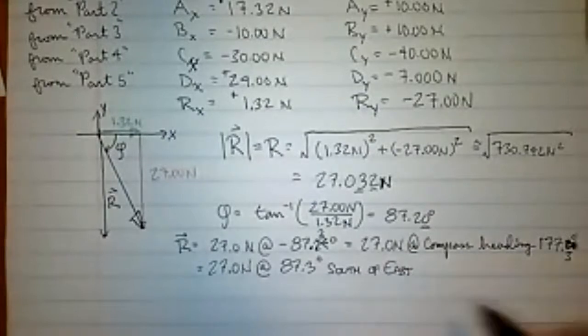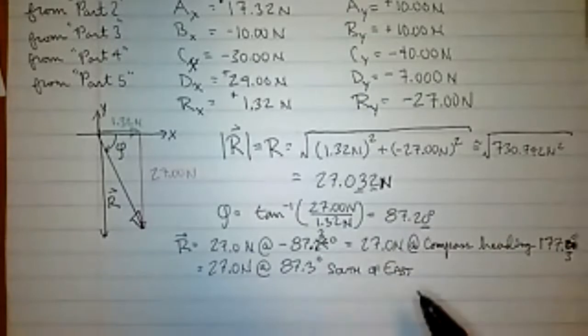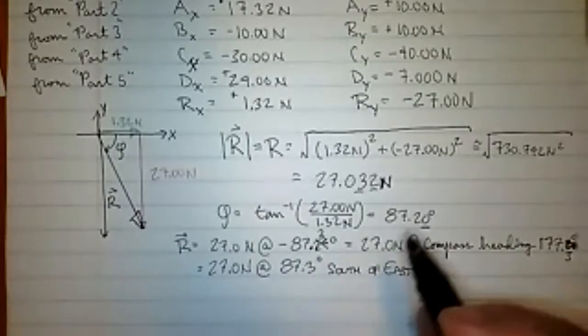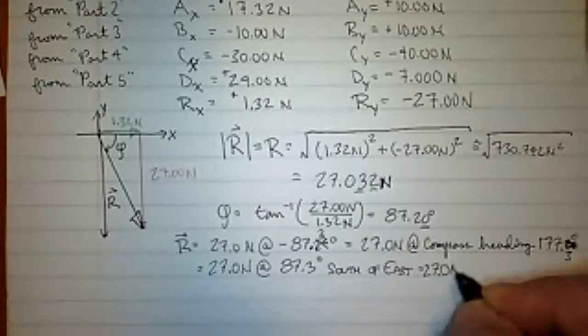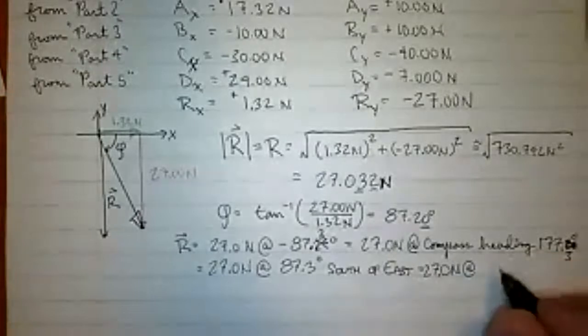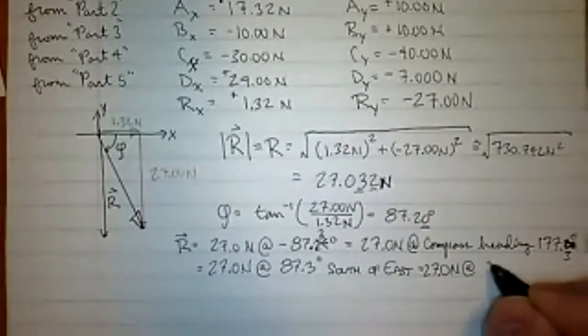So that's an acceptable way as well. You could also take 90 minus 87.3, which would be 2.7. So you could say it's 27.0 newtons at 2.7 degrees.